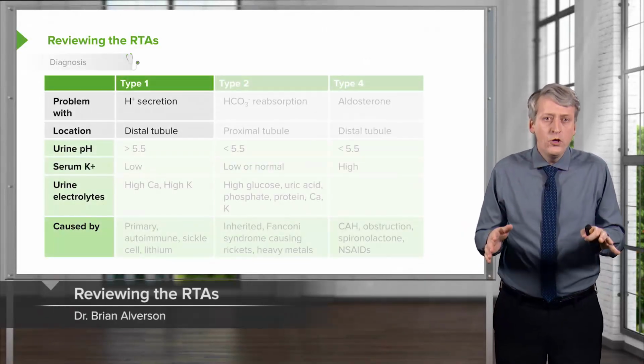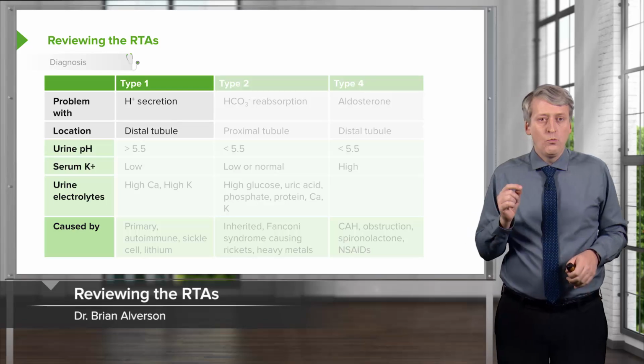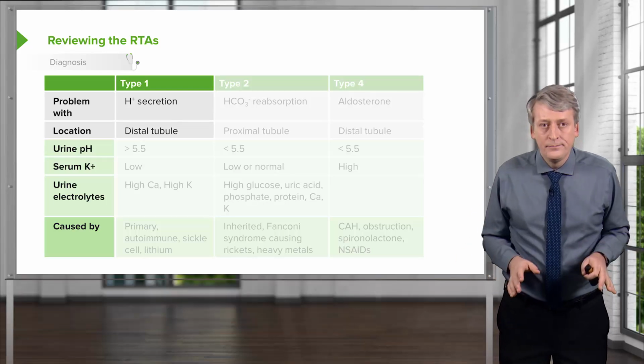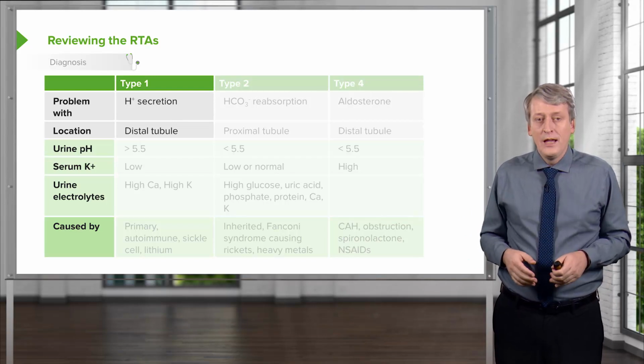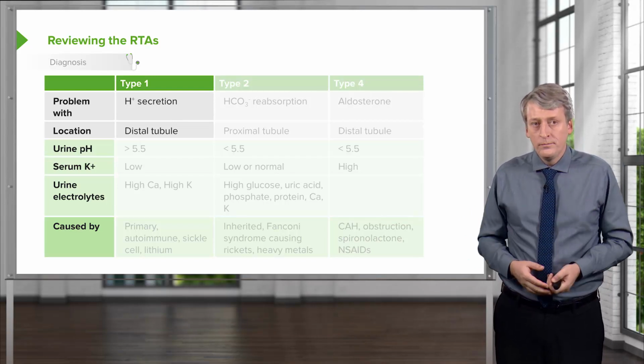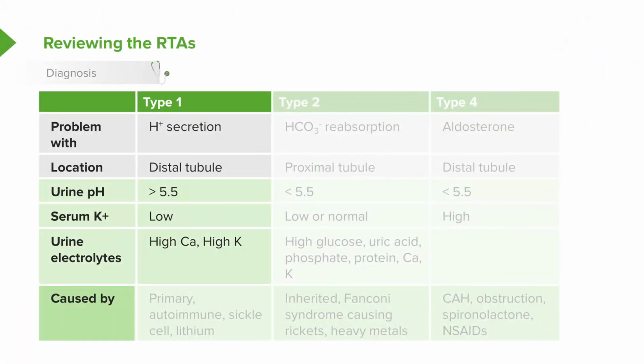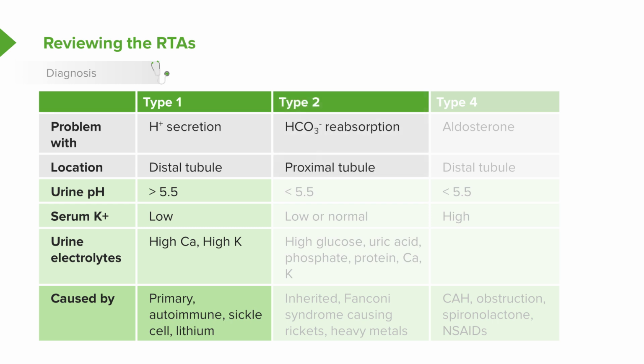Okay, let's review these 3 major types, types 1, 2, and 4 together. Type 1 is a problem with proton secretion. It happens in the distal tubule. On labs, you will see a high urine pH, a low serum potassium, and you will see high urine electrolytes, particularly calcium and potassium. This is caused by primary autoimmune diseases, also sickle cell or lithium ingestion.